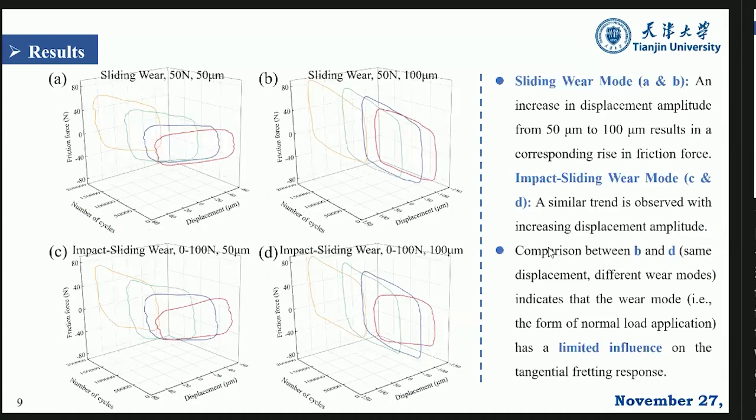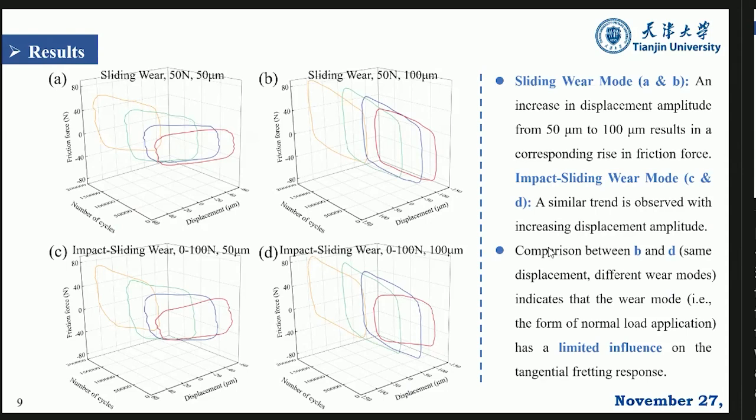And then we change some parameters here. We change between sliding mode and impact sliding mode. We also change the normal force and the displacement in the tangential direction. And it is very interesting. When we compare A and B, we can see they are both sliding wear mode. We can see that increasing the displacement amplitude from 50 micrometers to 100 micrometers, the force also increases. And we compare C and D, they have the same rule. But when we compare B and D, that means we change the mode.